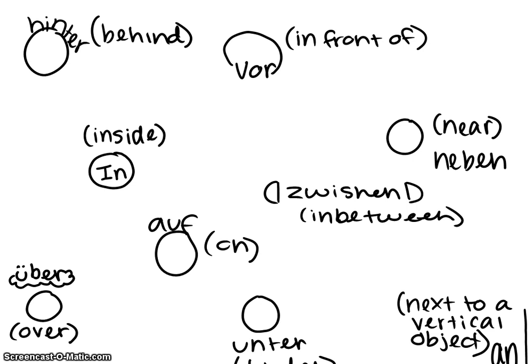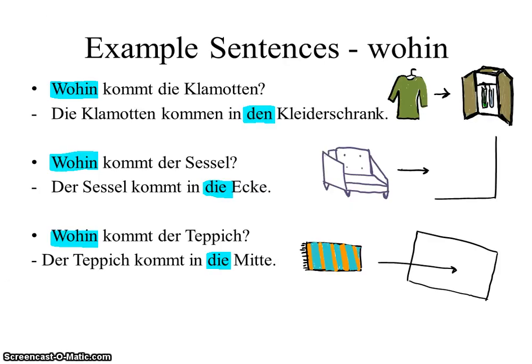Don't get confused because of neben and an. An means next to a vertical surface, and neben just means near. We can see the new prepositions in our previous sentences. Also notice the changes in genders.